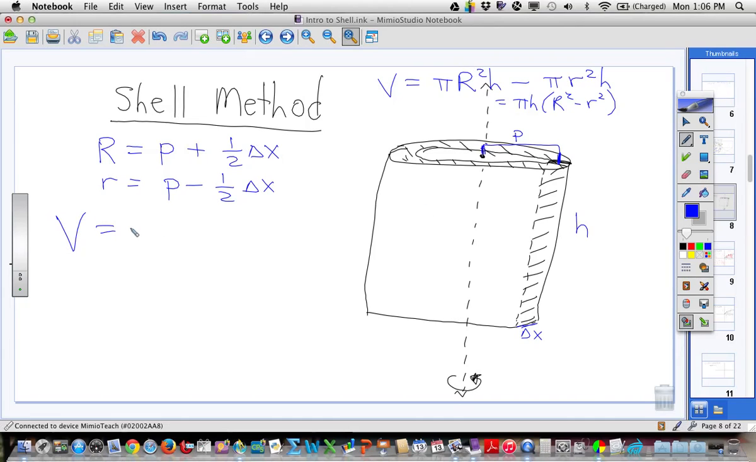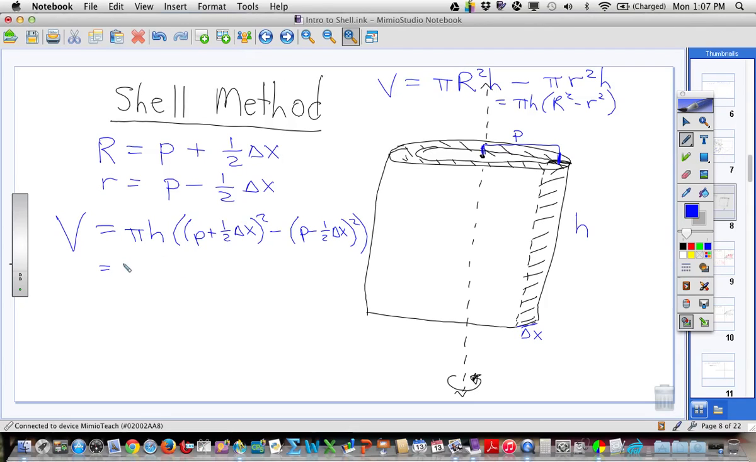Okay, so I got pi h factored out, and then big R squared. So that's going to be P plus 1/2 delta x quantity squared minus, and then little r, so that's P minus 1/2 delta x quantity squared. Make sense? So what I'm finding is the volume of this layer, which we got by doing outer cylinder minus inner cylinder. Okay, that's where that equation came from. We introduced this thing called P, which is kind of like the radius, and delta x, because we needed something to disappear when we do an infinite number of these layers. Okay, so I think I got everything I need.